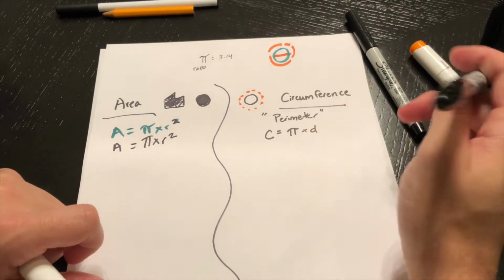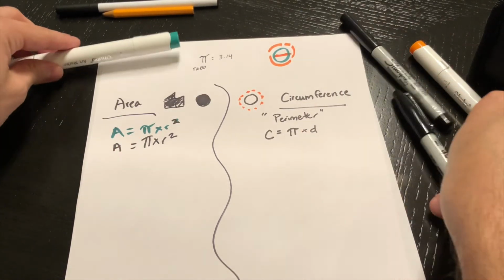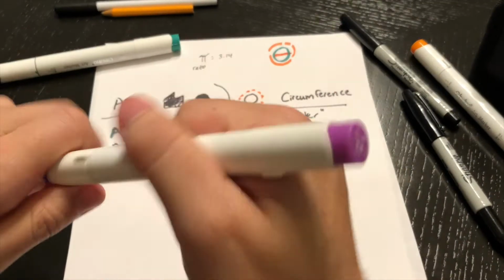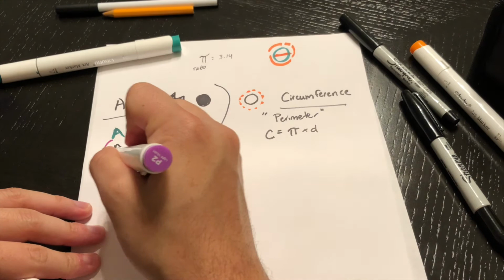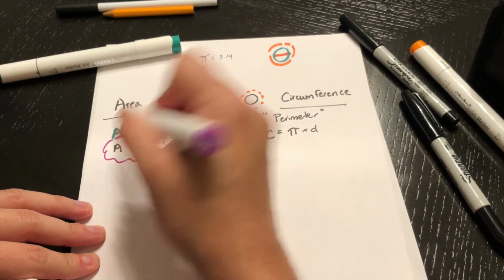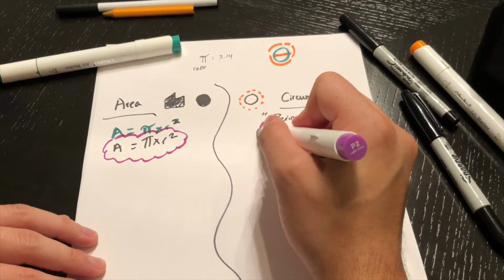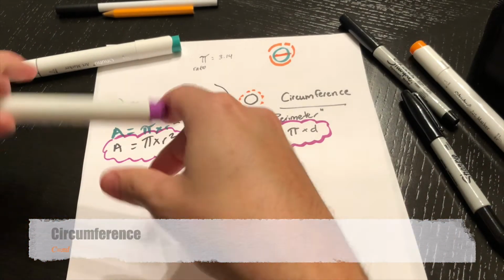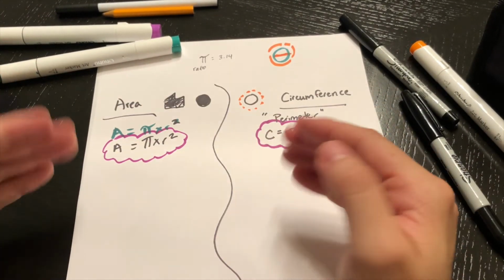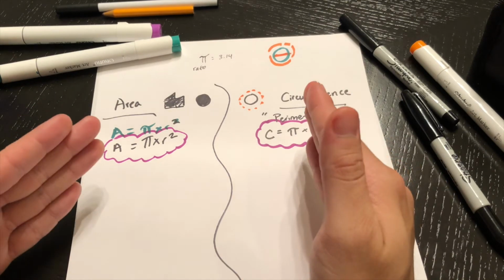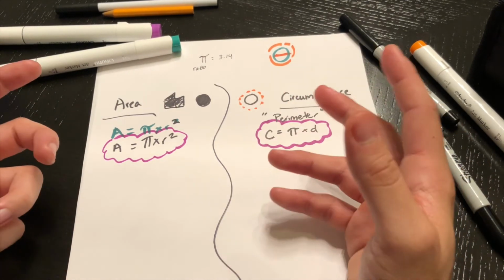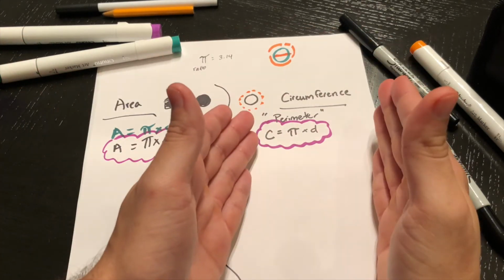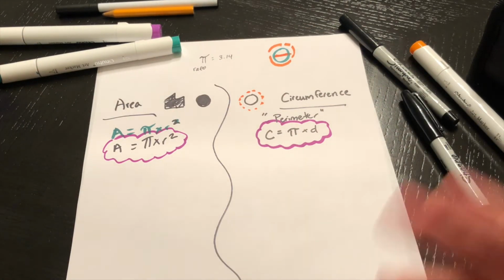Pi times diameter. So far, there are two very, very important formulas for you guys to keep in mind. We have this one right here, area equals pi times radius squared, and then there's this one right here. The circumference is equal to pi times diameter. So there you go. Keep a good eye on these two, and I'm going to go over an example so that you can see how you find the area of a circle and how you find the circumference of a circle. So here we go.